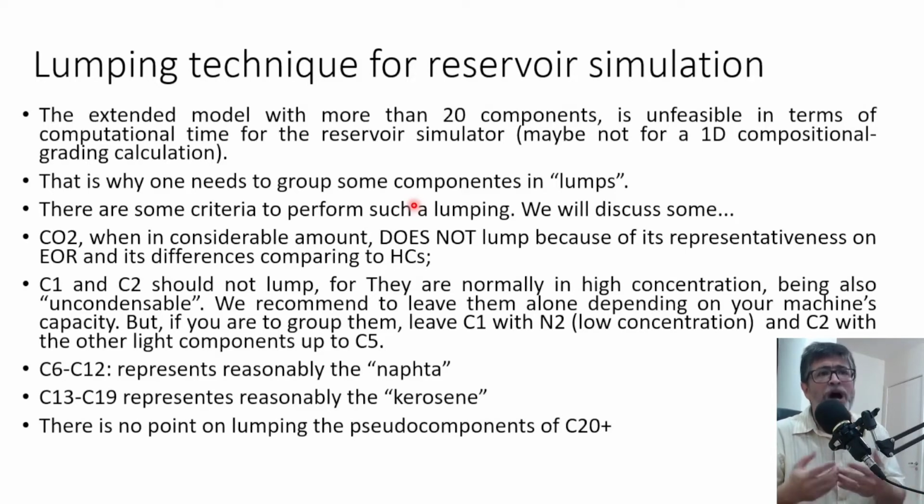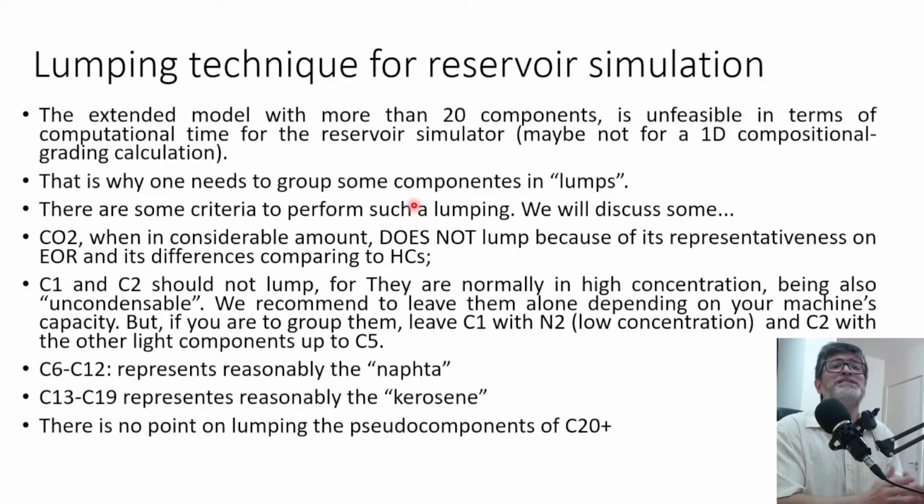But if you are to lump them, depending on your machine's capacities, I think you should leave methane with nitrogen, because nitrogen is in a very low concentration, so it won't make any difference. And C2 could stay with the other light components up to C5, the pentane. So you should use C2, C3, iso C4, NC4, iso C5, and NC5 in the same lump, in the same pseudo component. And then you have C6 to C12.